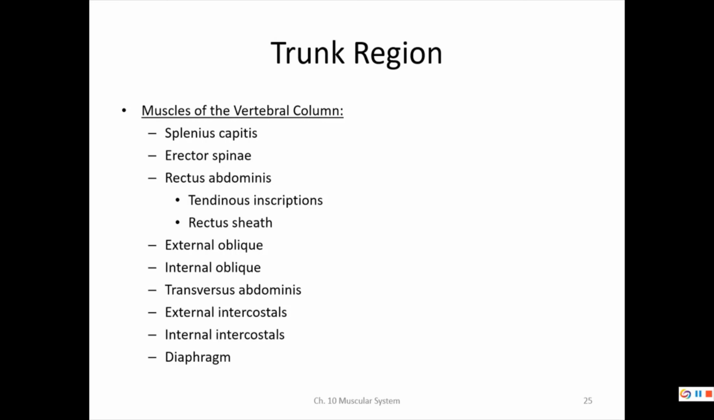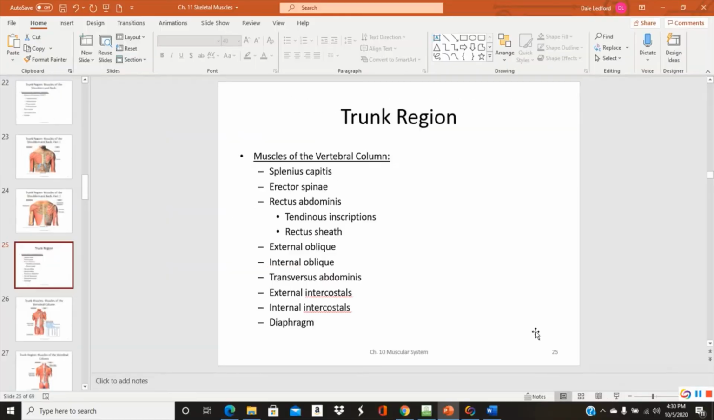The external and internal intercostals are actually going to be best on diagrams, and then the diaphragm I can show you here as well. Now, let's start with the splenius capitis. Splenius capitis. Splenius means bandage shape. Capitis tells me it's on the head. So we're going to look at the back of the neck on our head and neck model.